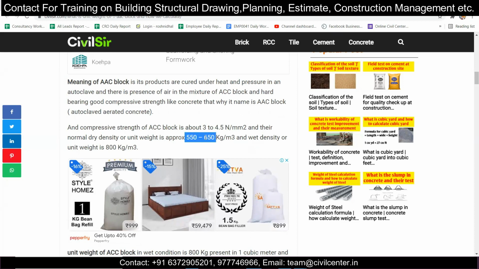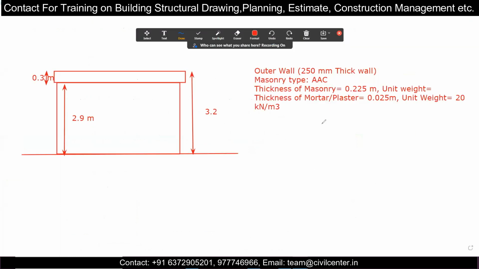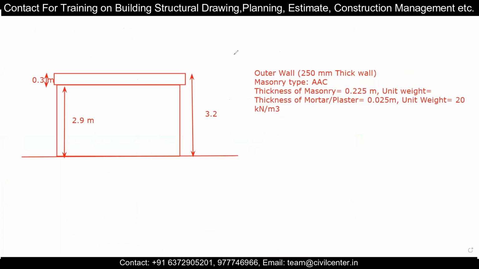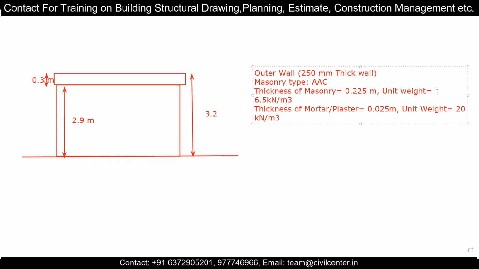So it will be between 5.5 to 6.5 kilonewton per meter cube. If you consider the maximum one, that is 6.5 kilonewton per meter cube, we'll consider that in our calculation. So here we write the unit weight equals 6.5 kN per meter cube. This is our unit weight of the masonry.